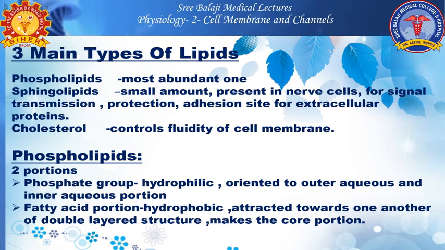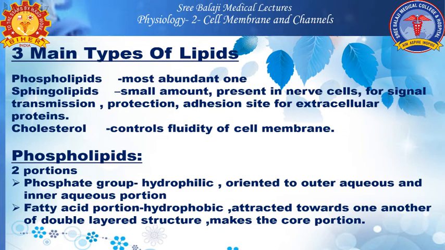Now we will see about the lipids. Let us discuss the lipids. There are three main types of lipids that make up our cell membrane. First one is the phospholipids. Phospholipids we will see in detail in the next part. The second lipid which makes up the cell membrane is sphingolipids, which is present at a very meager level. It is mainly present in the nerve cells.